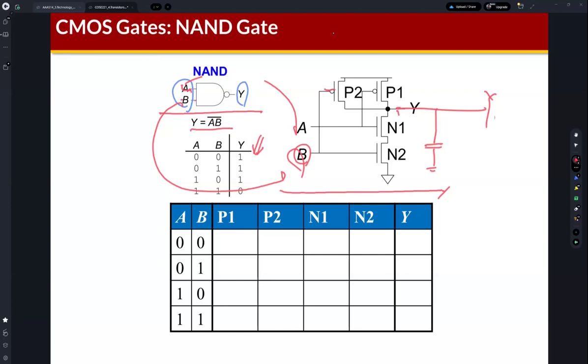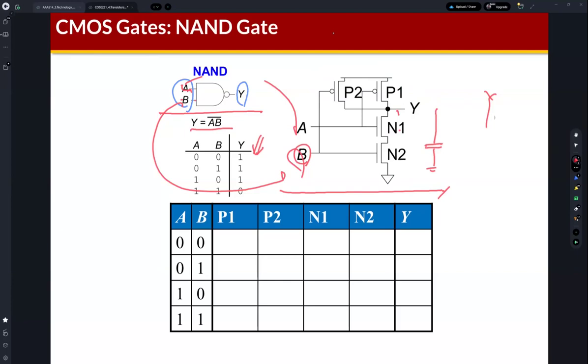And then, this is the NAND gate, and you can find that PMOS transistors are connected to VDD, high voltage, in parallel, right? So P1 and P2 are connected to the VDD in parallel, and then NMOS transistors are serially connected to the ground. Okay.